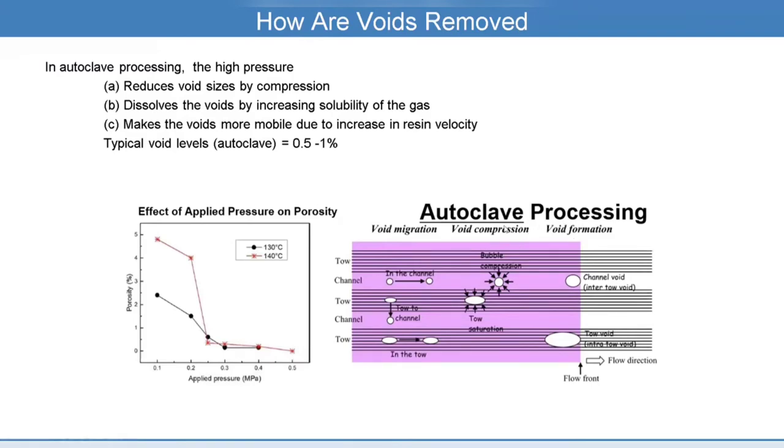The autoclave processing, you know, I wanna kind of show you what's going on. You have these voids that are gonna try to escape, and we're hoping it could occur through bubble compression. So the void is migrating, the void compression, void formation, and finally, boom, it goes out. And that's what we wanna see.